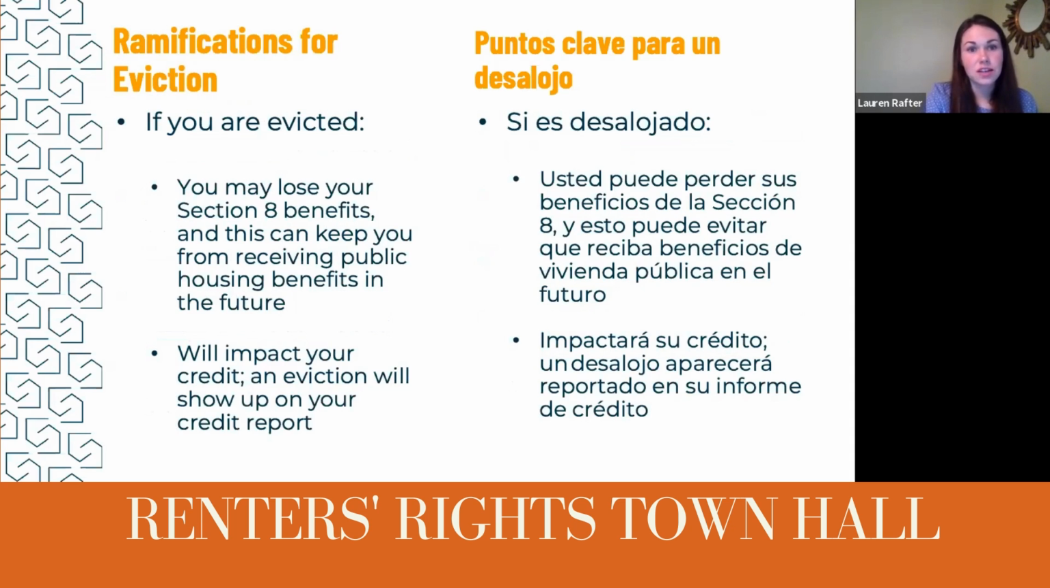Consequences of eviction may be that you could lose a housing voucher, a Section 8 voucher, a FEP voucher, any kind of voucher, or maybe lose eligibility for public housing assistance in the future. And it would also show up on your credit score. So we would like to keep evictions off people's records as much as possible, because those are some pretty negative consequences in getting housing in the future.